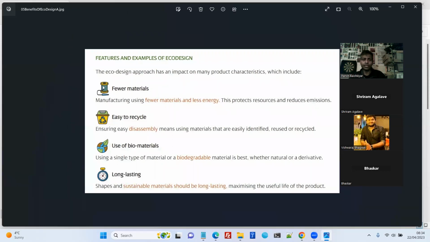Feature an example of eco-design. Manufacturing using fewer materials and less energy. This protects resources and reduces emissions. So it's basically a rethink. How do we do something which uses less material?